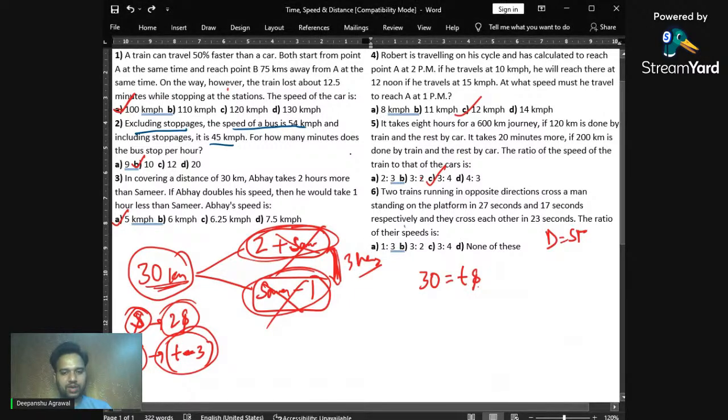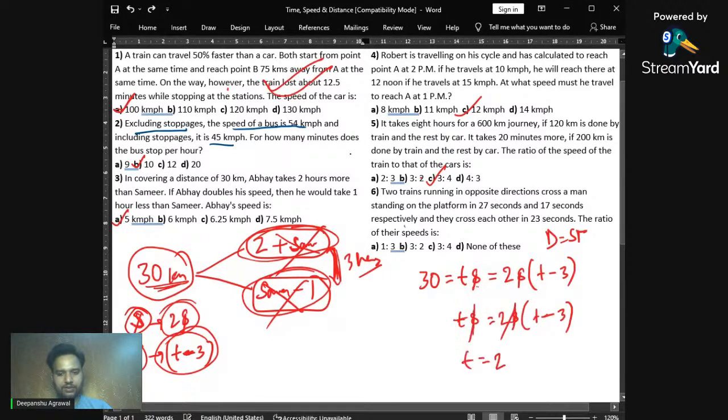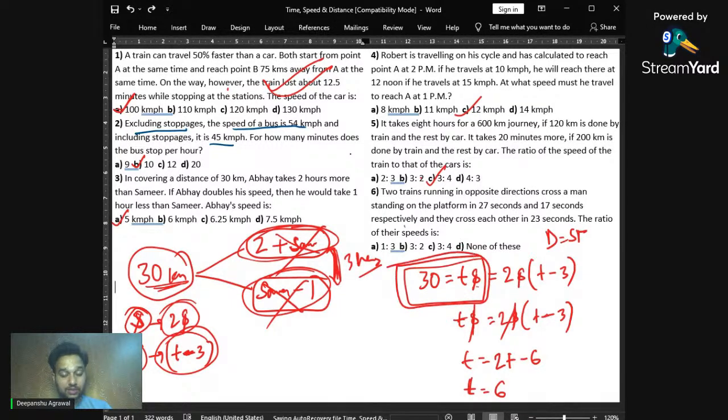Okay. So I hope this is done. Where were we? So we have calculated the value of t is equal to 6. Just put it in this formula, in this equation: 30 equal to ts, and you'll get the answer. The answer would be 5 kilometer per hour.